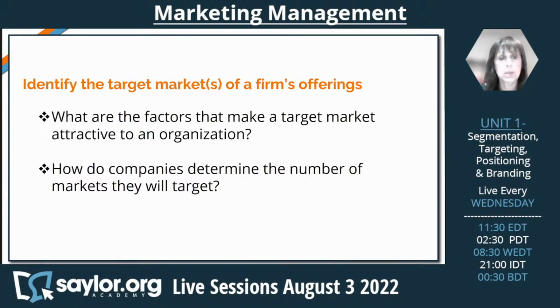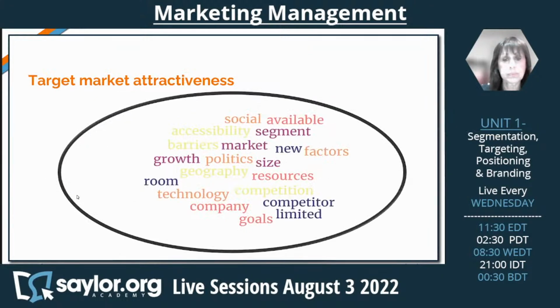The next learning outcome is to identify the target markets of a firm's offerings. We look at the factors that make a target market attractive to an organization, as well as how companies determine the number of markets they will seek to target. So let's look at what makes a target market attractive. The first thing is the size of the market. If a market isn't large enough to produce enough profit, there's really no reason to go after it. So an important thing to look at is the overall size of the market.